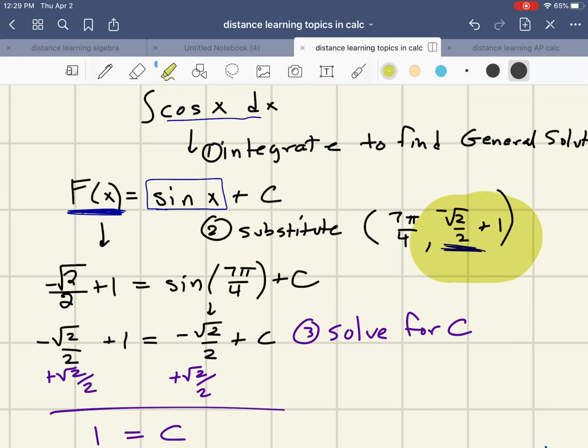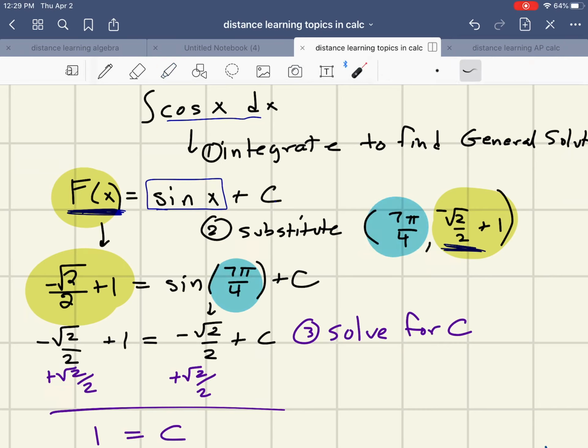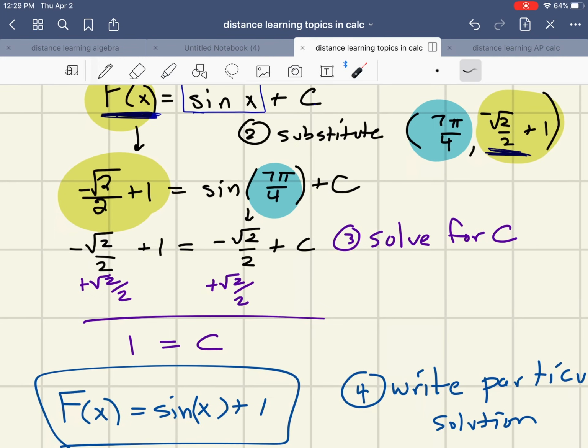I'll color code it for you. It's a little bit easier that way. Okay, there's my y value, here's my x value, I plug them into my equation, and then it's evaluate and solve.